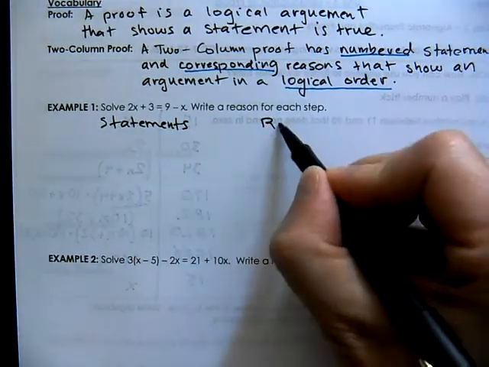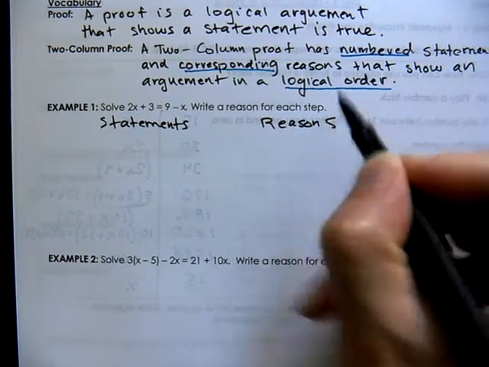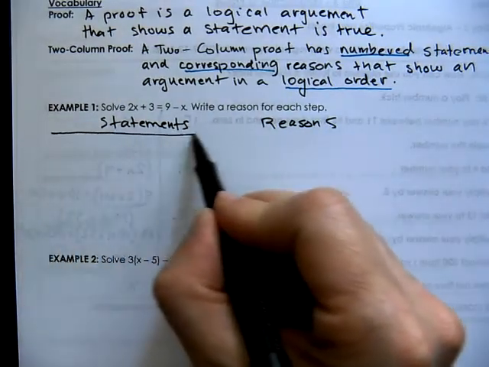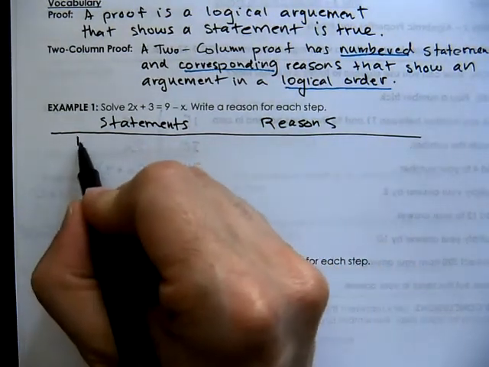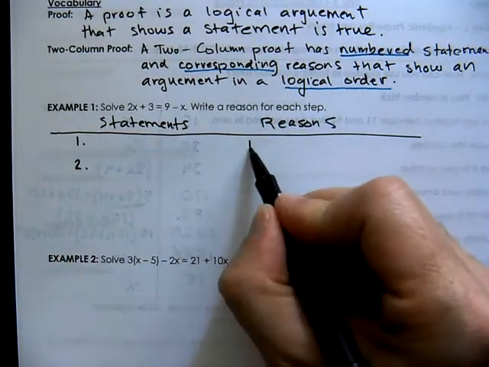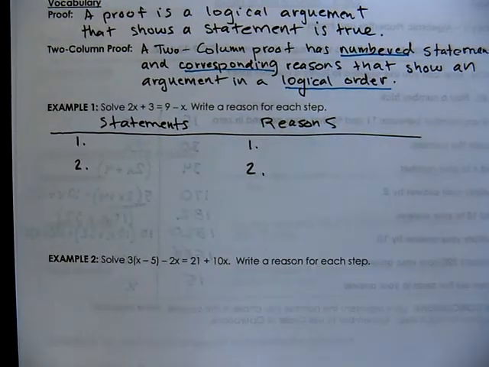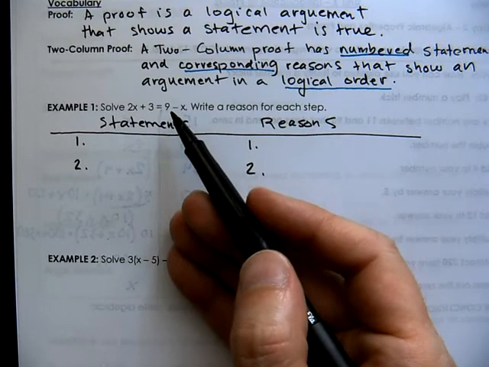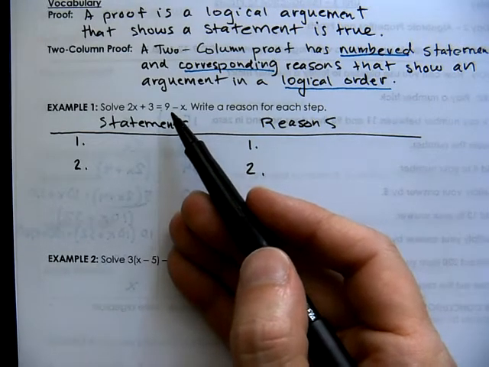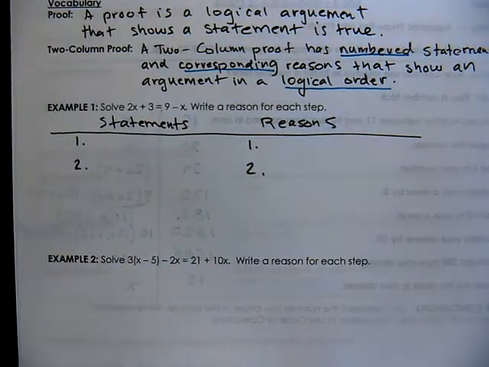We're going to have a column for reasons. We usually separate the titles of the columns with what we're going to be writing down. And then we're going to number these off, and however many numbers we need will be however many steps it takes to solve this. Again, you can only do one operation at a time in a proof. You can't combine steps. You can't combine two different operations at the same time.